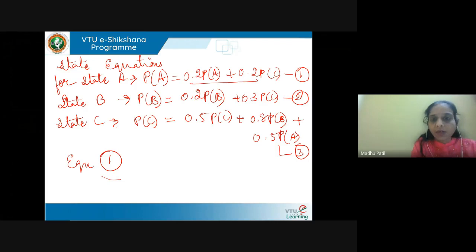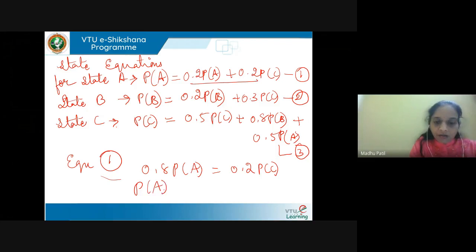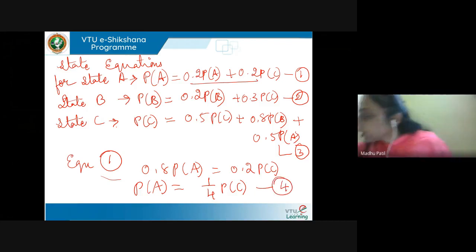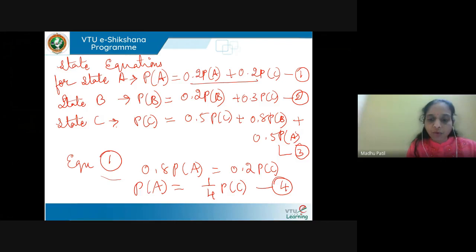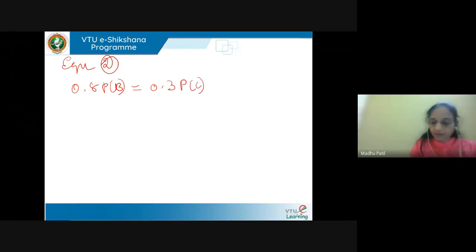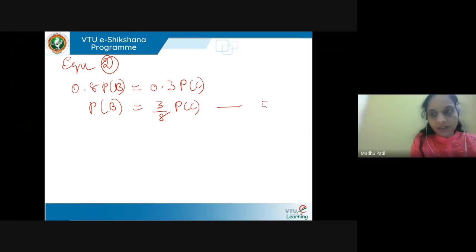So from equation 1, we can write 1 minus 0.2, that is 0.8 P of A equal to 0.2 P of C, or P of A equal to 1 by 4 P of C. This is my equation 4. Next, from equation 2, I get 0.8 P of B equal to 0.3 P of C. This is 1 minus 0.2, 0.8. So now P of B equal to 3 by 8 P of C. Call this equation 5.